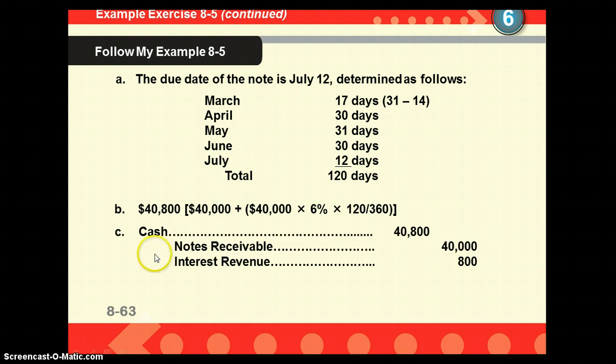Your journal entry, we have cash debited or received for $40,800. Notes receivable credit for $40,000, that was the amount of the note, and interest revenue for $800. That concludes your slides for today.